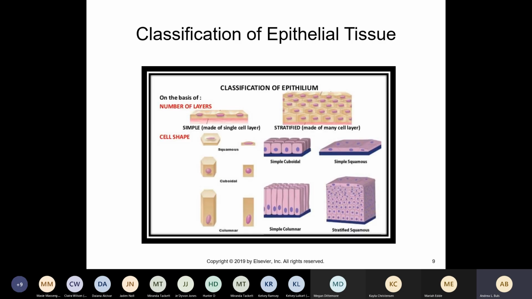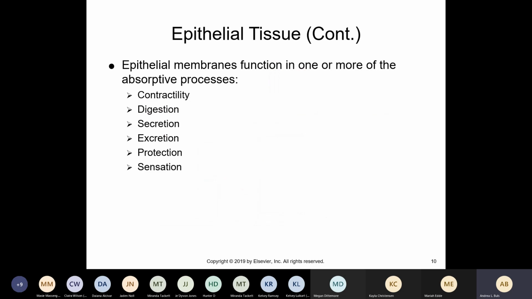Here is a picture that I think kind of helps. It shows you simple is a single layer, the different shapes, and what stratified looks like. I like to have visuals along with some of this stuff if I possibly can. Epithelial membranes function in one or more of the absorptive processes, and the processes are listed there for you.